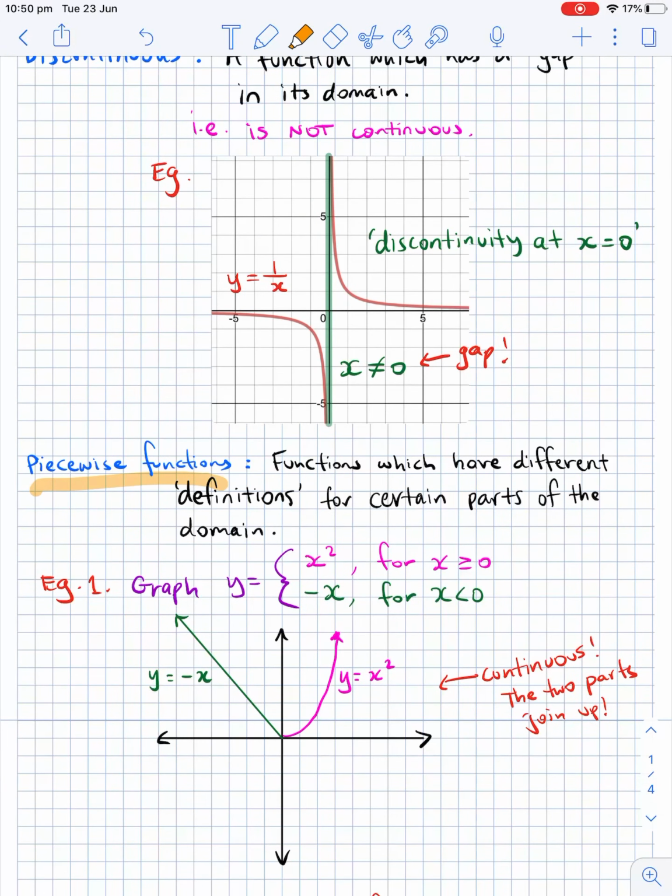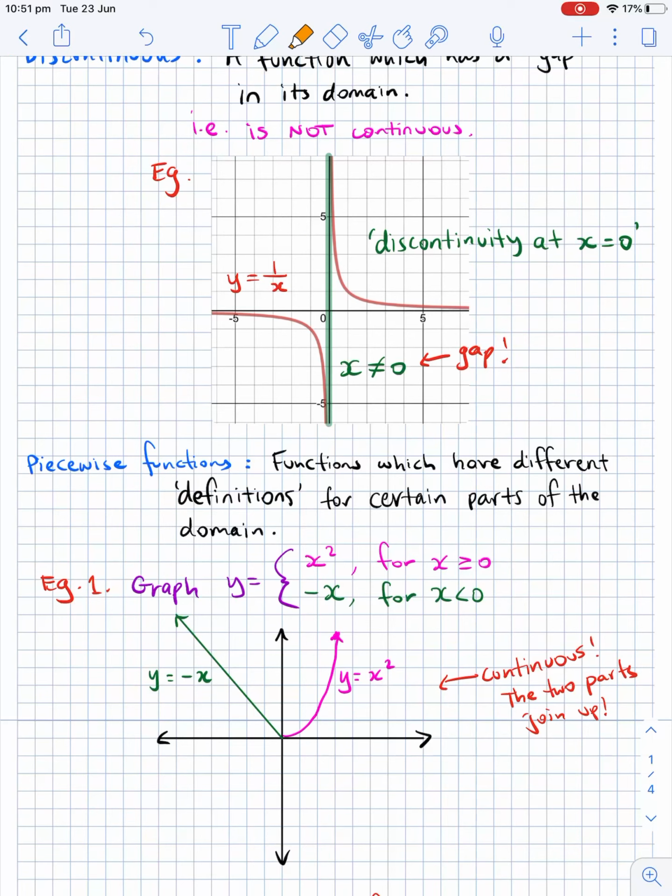Okay, so piecewise functions. These are functions which have different definitions for certain parts of the domain. Piecewise functions usually look something like this. We've got y equals, which is pretty typical, or it could be f of x equals as well. And then you've got this kind of fancy bracket here, and it shows you two different functions inside the brackets. Pretty much this piecewise function is both of these functions at the same time, just for different values of your domain, or your values of x.